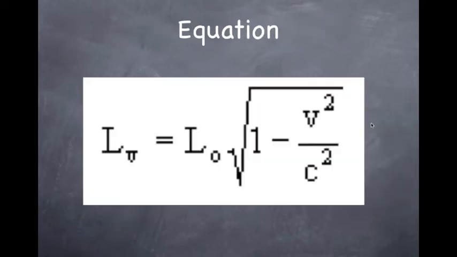The equation for the length contraction is this. You have this L_V term, which is very similar to our T_V term. You have an L_O term, and then instead of dividing by that gamma term, we actually multiply by that gamma term. So this right here will actually reduce the length of an object the closer it gets to the speed of light, where time was actually increased the closer we got to the speed of light.